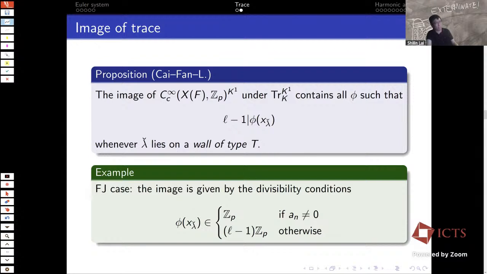Remember, in the Friedberg K case, we have A1 to AN, except the final one has to be at least 0. So there are obviously n plus 1 walls. No, n walls, exactly. The cases where one of those inequalities is equality. But in this case, there's only one wall that's important. This is the only one of type T. All the other ones are what's known as type G. It doesn't matter.